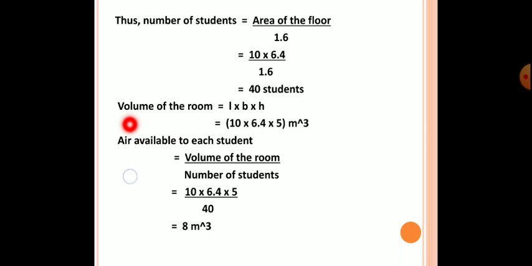Also, we have to find how much air is available to each student. First we need to find out the volume of the room, that is length into breadth into height. So 10 into 6.4 into 5. We are keeping it as it is because in the next step we are going to divide it. Air available to each student is equal to volume of the room divided by number of students. So 10 into 6.4 into 5 divided by 40. On solving this, we'll get 8 meter cube as my answer.